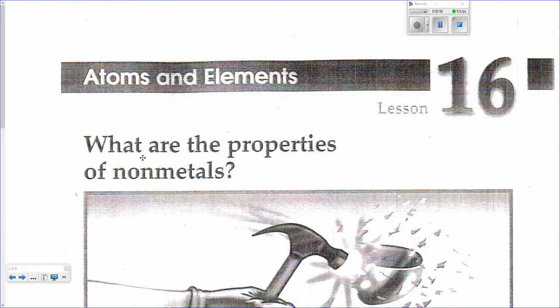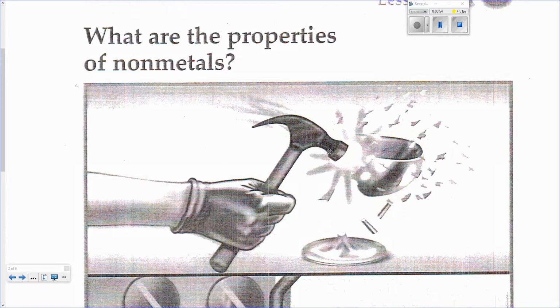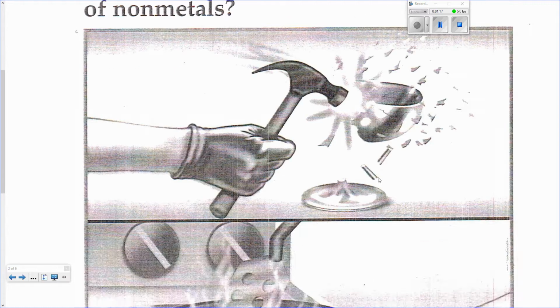Okay, so what are the properties of nonmetals? Here we have a picture of a hammer striking a wine glass, and the wine glass is shattering. From chemistry, we know that one of the properties is malleability, and that metals are malleable. They can be pounded or hammered into different shapes. But a property of nonmetals is that very often they are not malleable.